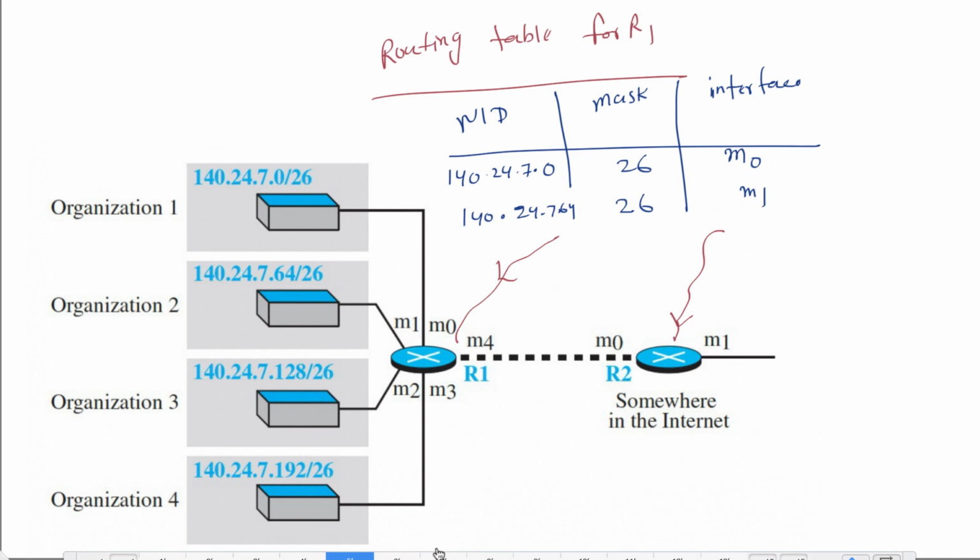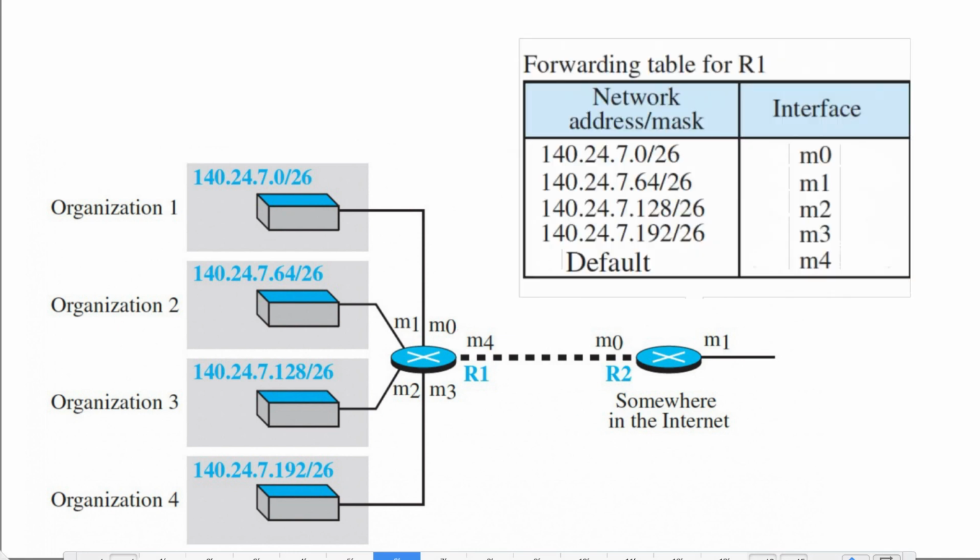I think I have that in the next page. Yes, I have that in the next page. So these are the entries for R1. You can just fill the network ID and the mask and then interface. Very easy. And the last entry is just the default entry, which says if none of the entries match, then go to M4. That's what it is saying. I hope you got how we are making the routing table.